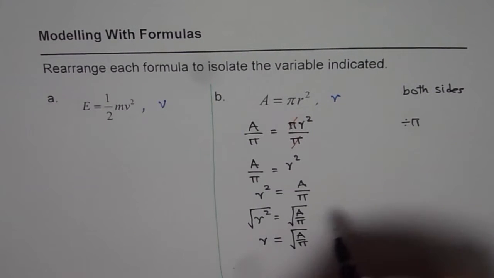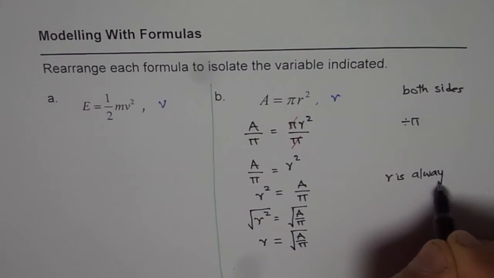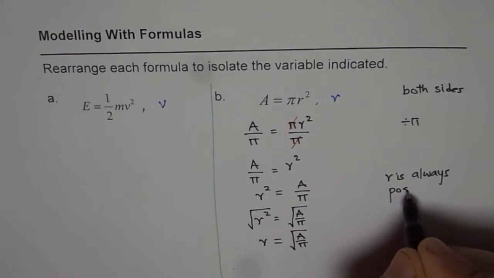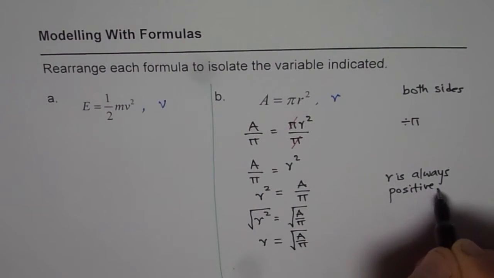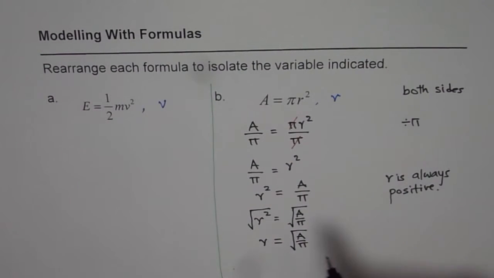Remember in this case r is always positive, right? Since we are talking about dimensions. So r is always positive. Therefore, the square root of r squared is r and it equals the square root of A divided by pi. So these are the steps involved to isolate.